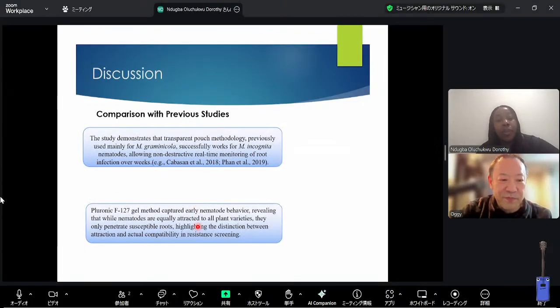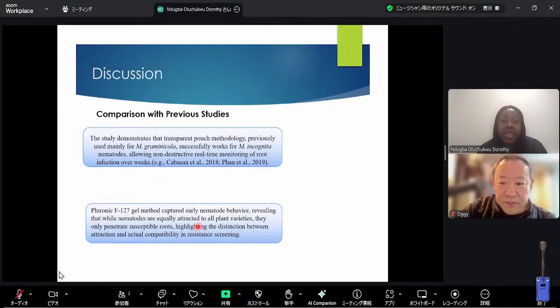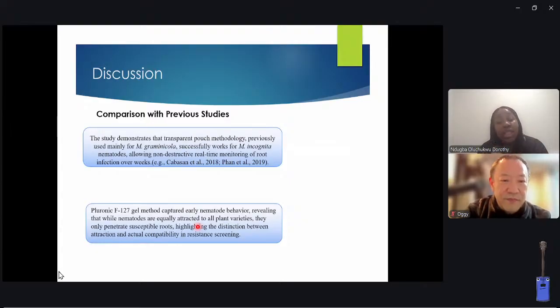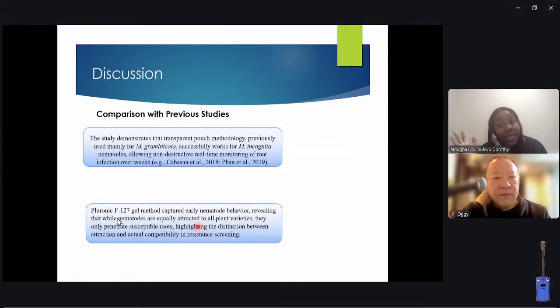So when I compared the study with previous research, which showed that this methodology, the transparent paper pouch, has been used for Meloidogyne graminicola, which used to be a disturbing pest in Asia. Remember when I was telling you about nematodes, I said Meloidogyne incognita is a pest of rice in Nigeria, but in Japan, Meloidogyne graminicola is the one affecting rice, not incognita.